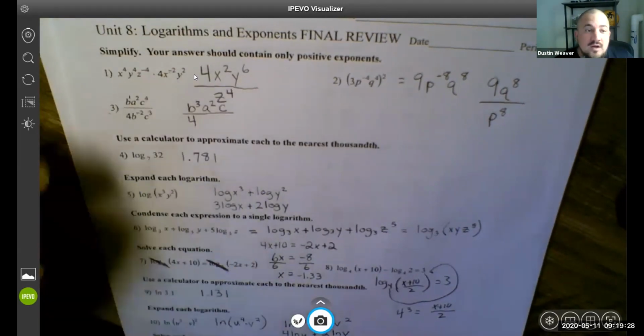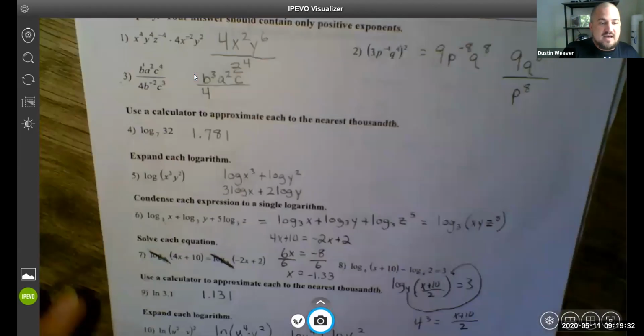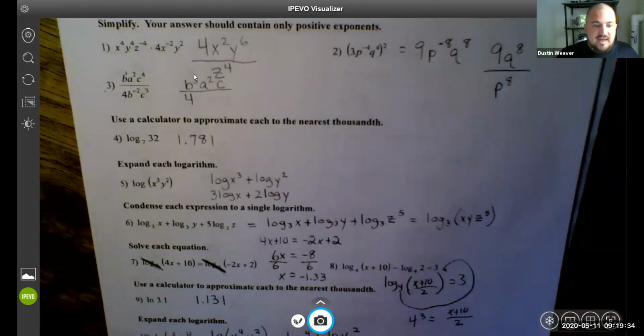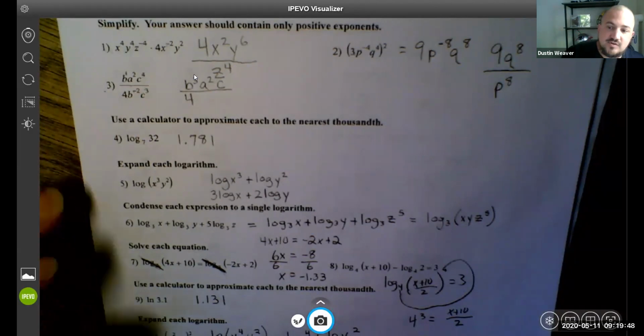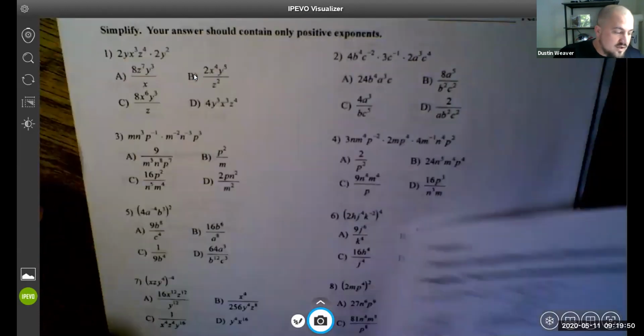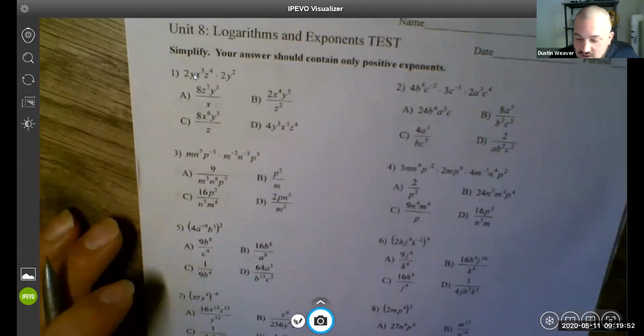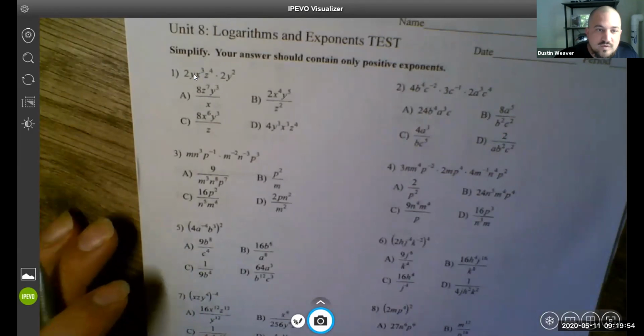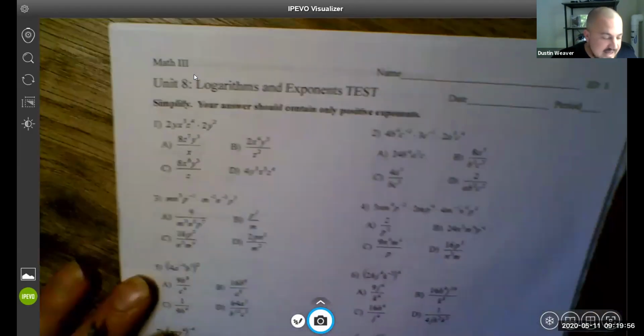So we've gone through the entire exponents and logarithms final review page now. You should have all the answers, and we've worked through all of those. And that's really what your test is going to be like. So let me really quickly, in about 5 minutes, go over the test questions, and then I'll let you get started, okay? So on the test, take your exponents final review page and look beside it.